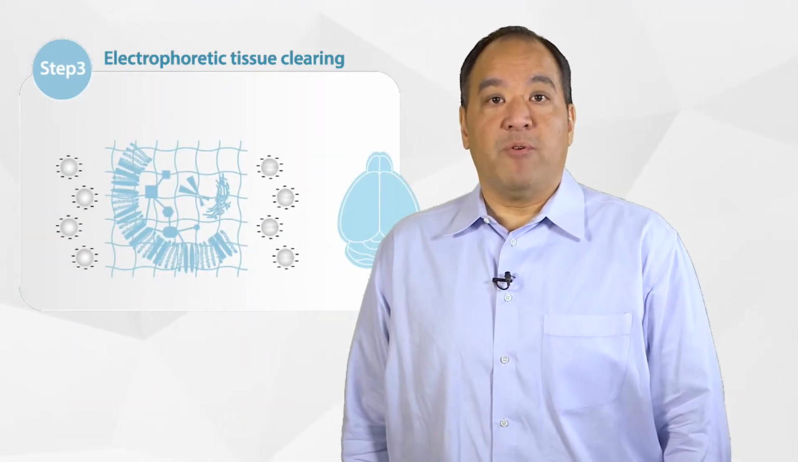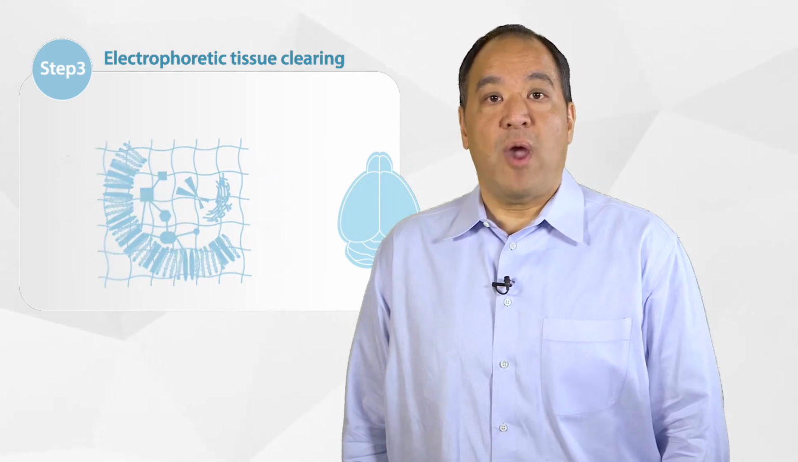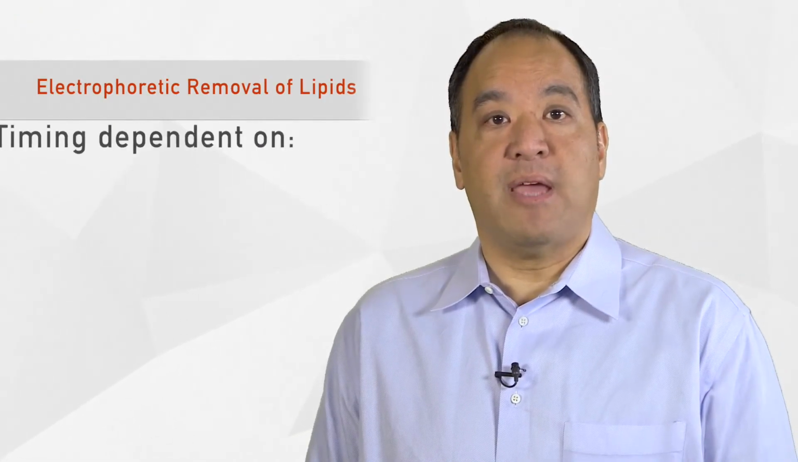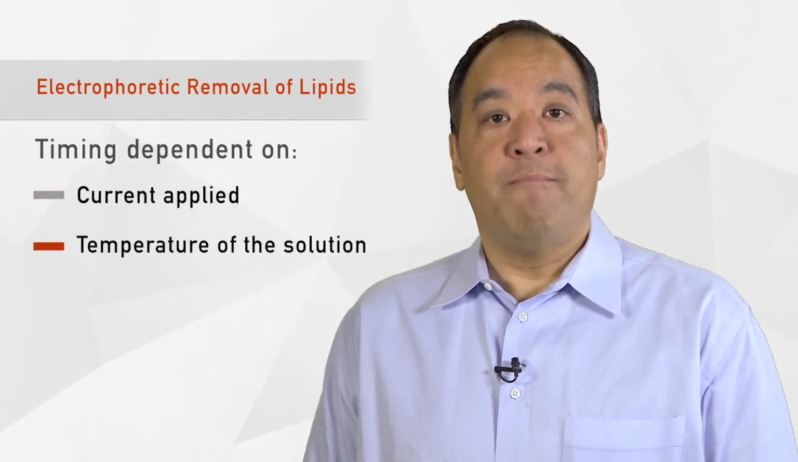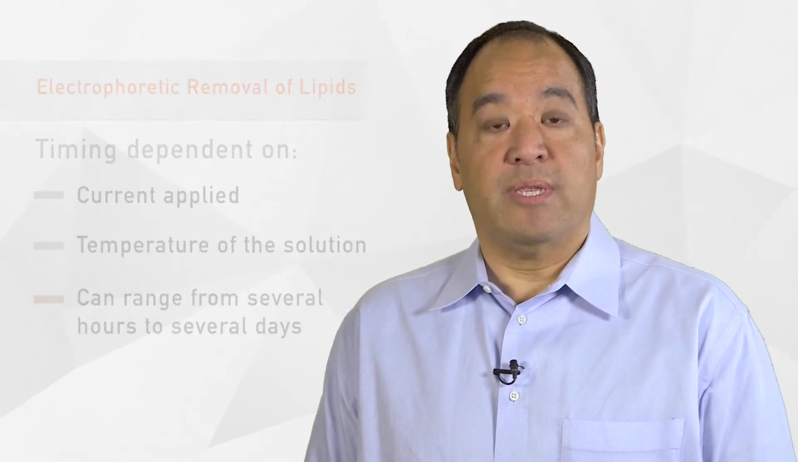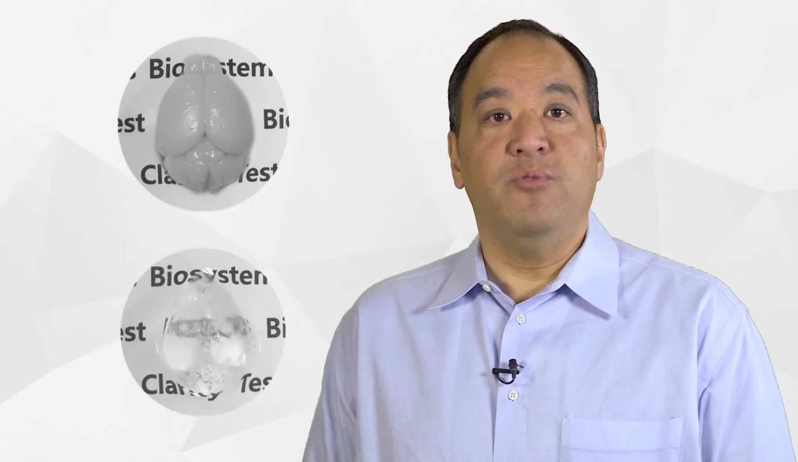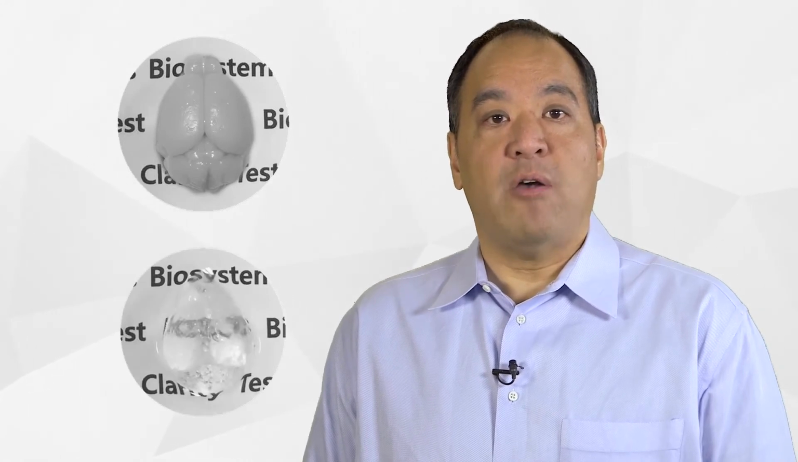Samples are placed in buffer containing SDS and the current is applied across the sample while the buffer is continuously circulated. The exact time required for electrophoretic removal of lipids depends on a variety of factors, including the current applied and the temperature of the solution, but it can range from several days to several weeks. After clearing, tissues lose their milky white appearance and are ready for volumetric imaging. In addition to being optically transparent, cleared tissues are permeable to macromolecules, and small molecules and biomolecules, including antibodies and RNA, can permeate the entire tissue.